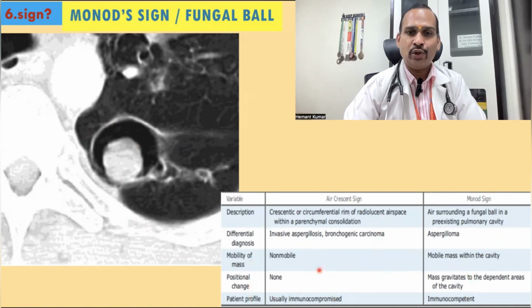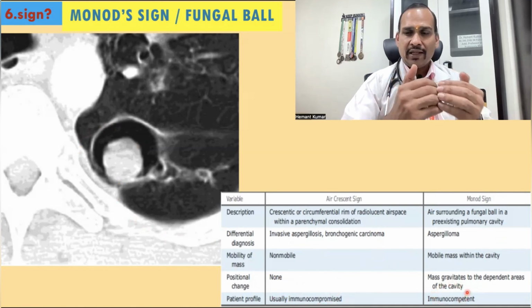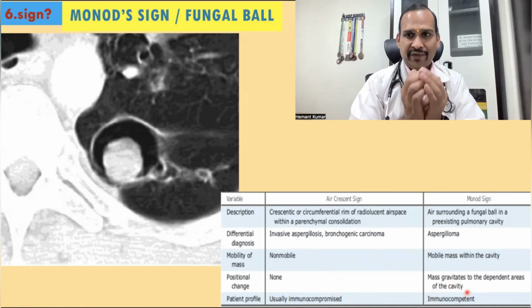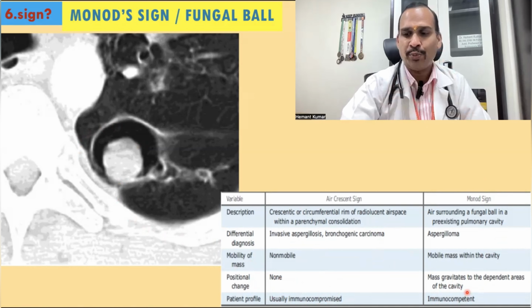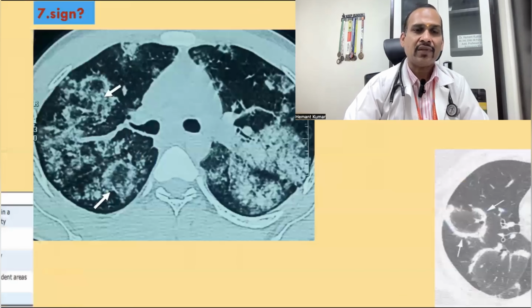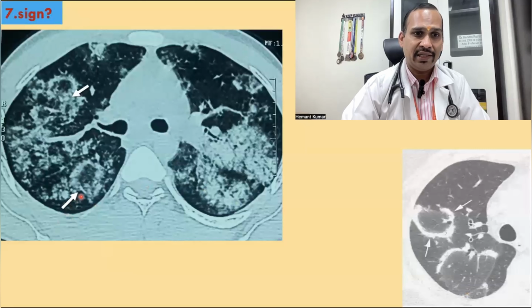Acquiescent sign, as I told you, is usually seen in immunocompromised patients, and this is seen in an immunocompetent patient because this is something called the fungus ball, a pre-existing cavity where the fungus will go and sit. So this is seen in immunocompetent patients. Now, what is this sign? This arrow. You can see there is radiolucent opacity surrounded by radio opacity.